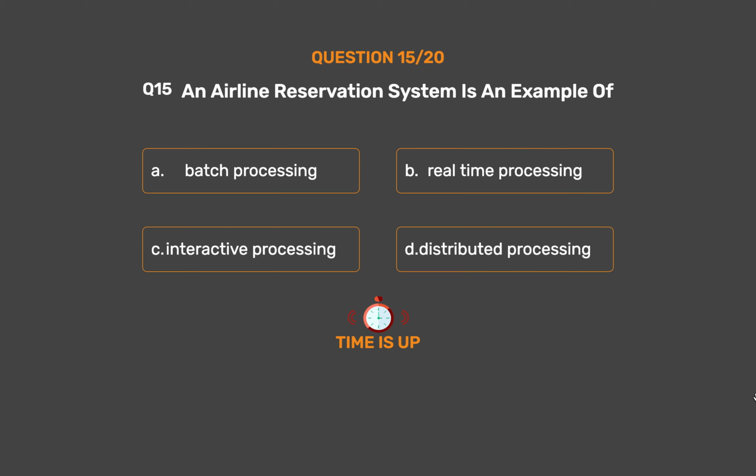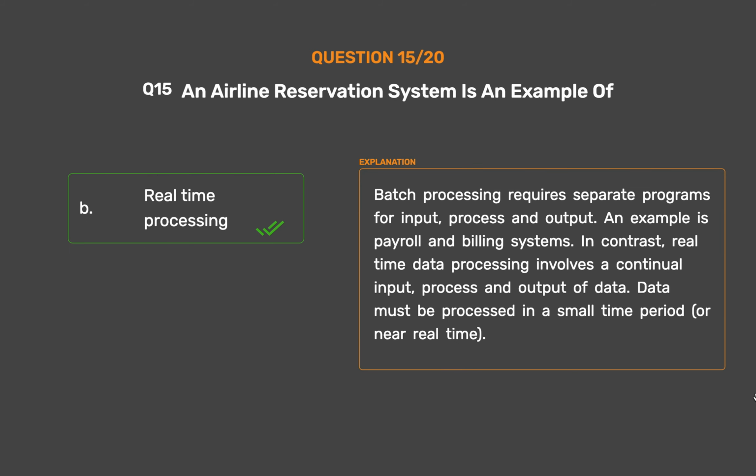The correct answer is option B. Real-time processing. Batch processing requires separate programs for input, process and output. An example is payroll and billing systems. In contrast, real-time data processing involves a continual input, process and output of data. Data must be processed in a small time period, or near real time.